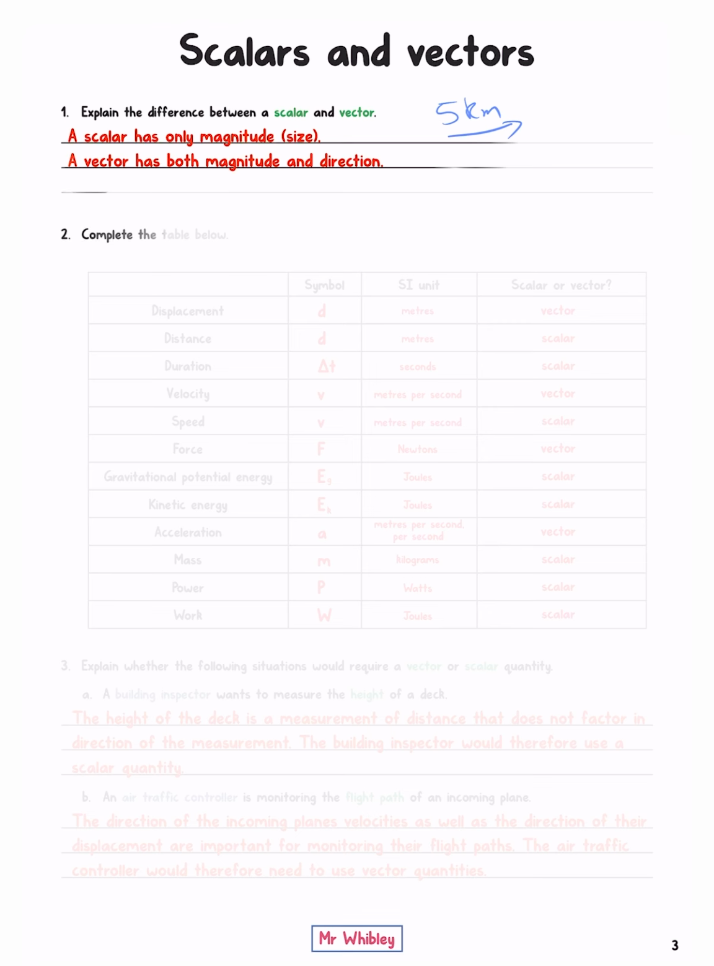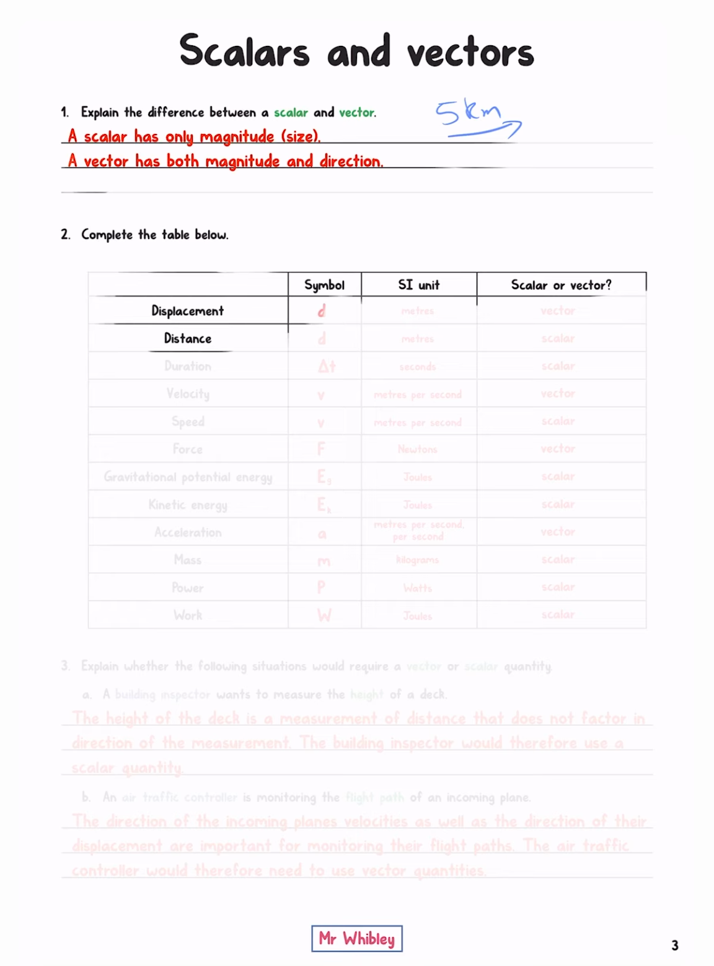Question 2. Complete the table below, providing each quantity with its symbol, its SI unit, or its International Scientific Unit, and identifying whether it's a scalar or a vector. Displacement and distance both have the symbol d and the SI unit of meters. The difference between them is that displacement is the word we use for a vector, whereas distance is the word we use for the scalar.